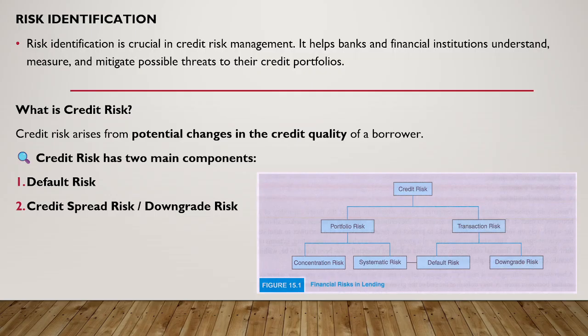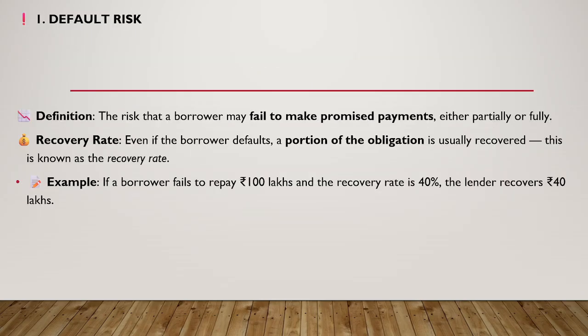What is default risk? Default risk is the most direct and straightforward form of credit risk. It refers to the possibility that a borrower fails to make scheduled payments, whether interest or principal, either partially or completely. When a default occurs, the lender typically does not lose the entire amount. They recover a portion of it. This recovered portion is called the recovery rate.